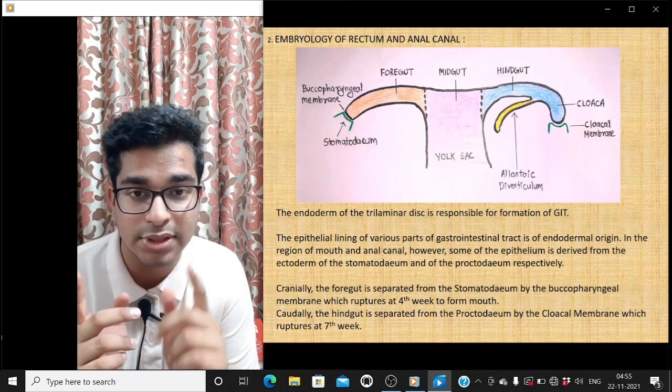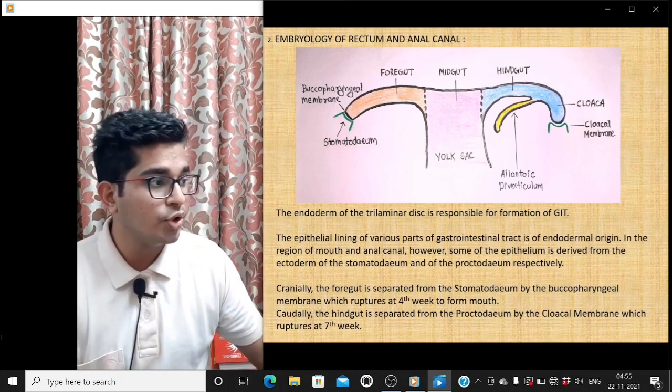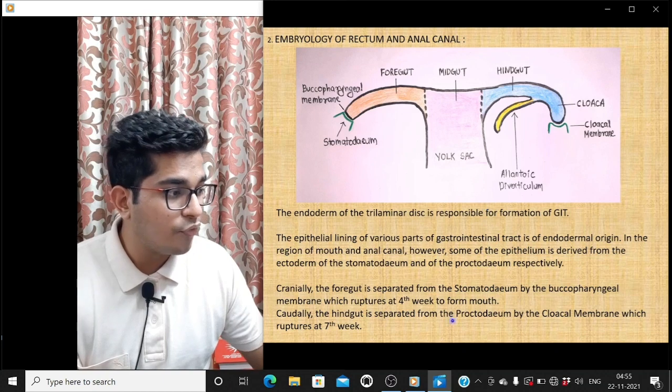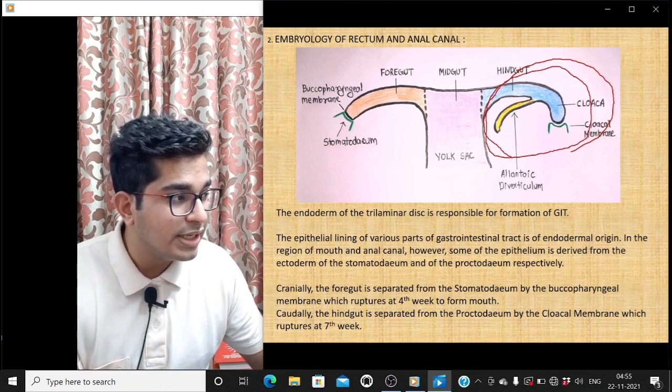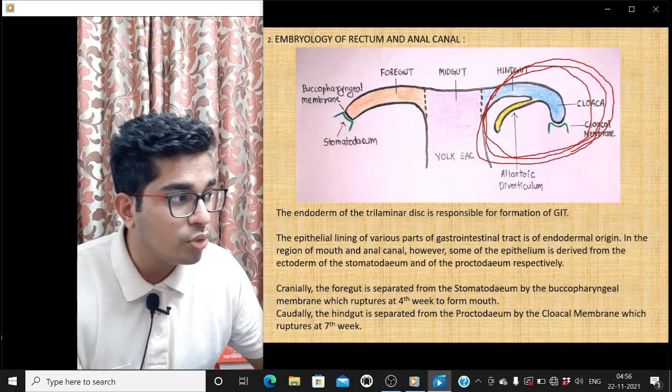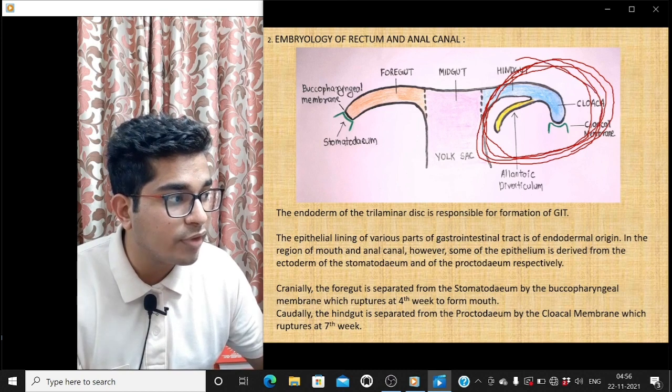We will discuss about this in your next video. So our focus for today will be over this area. Let us zoom into this area and see how the rectum and anal canal development occurs.